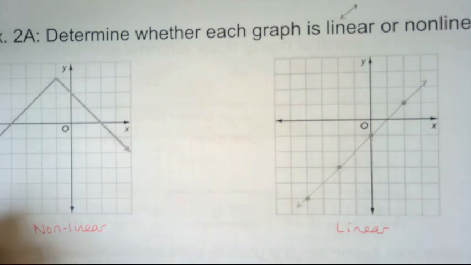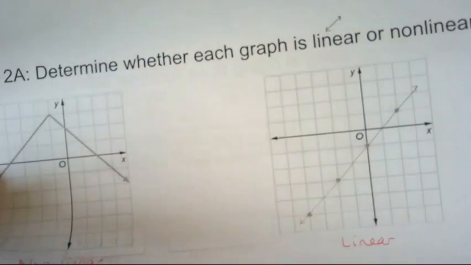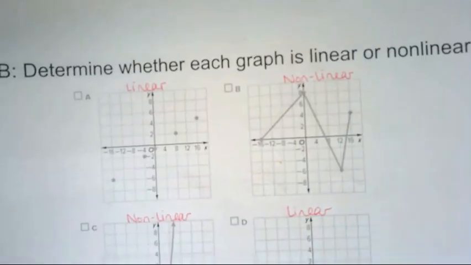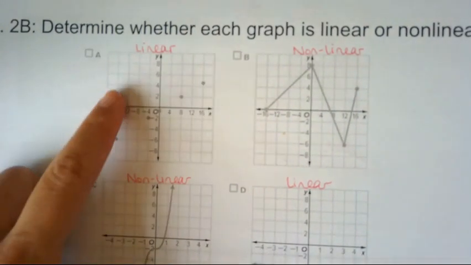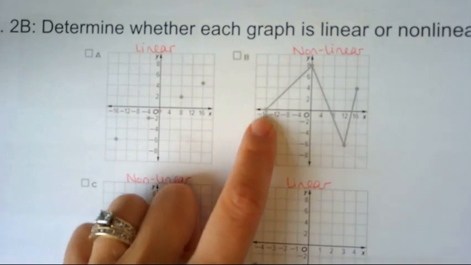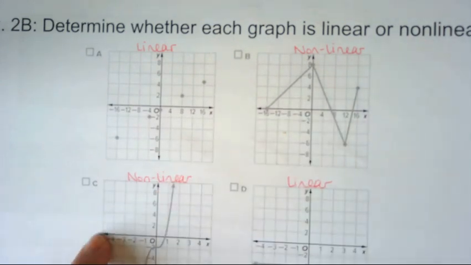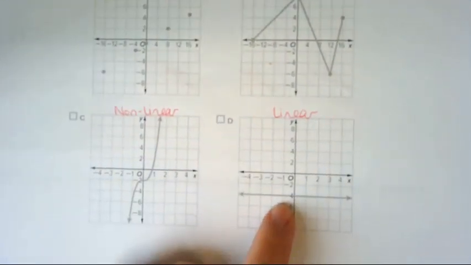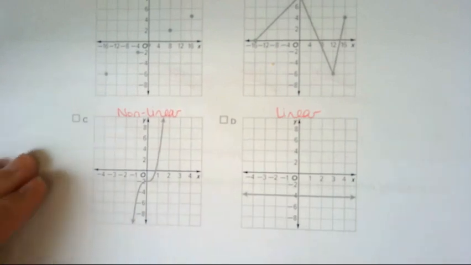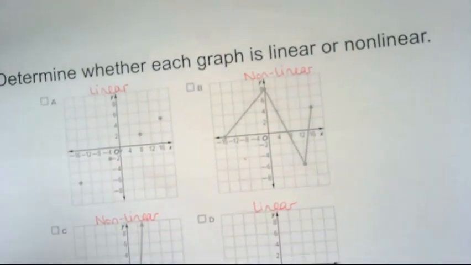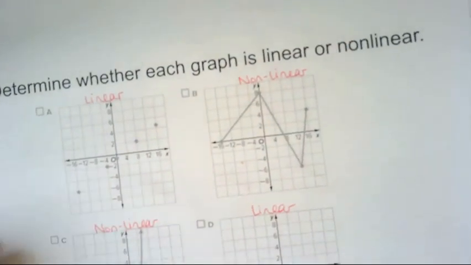All right, pause the video and try the next question. So in example 2b, you should have figured out that A is linear, B is nonlinear, C is nonlinear, and D would be linear. So because of these two making straight lines, that makes them linear. These two were all curvy, so that is why it was nonlinear.